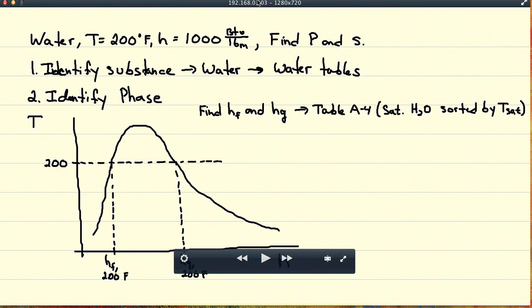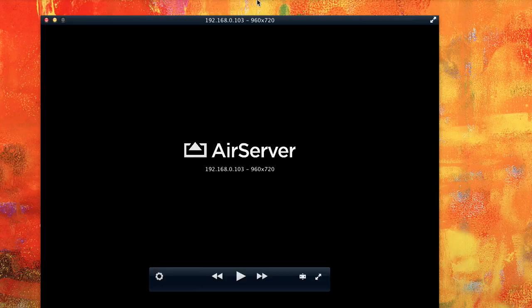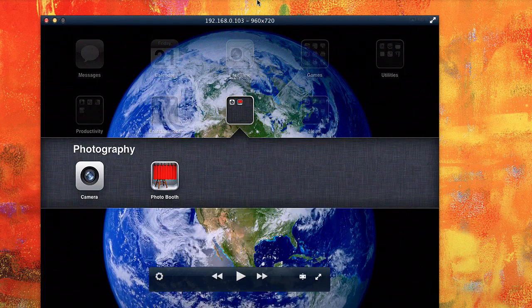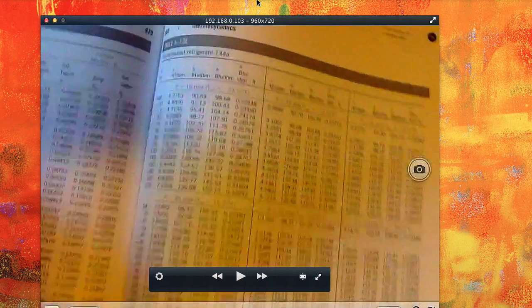Okay, so let's go ahead and do that. Let's see what HF and HG are equal to at 200 degrees Fahrenheit. Okay, so I'll switch to camera mode. Getting pretty good. Okay, so now remember that we're using English tables, so we're going to go to the tables that have the E on them. So we're going to go to table A4E.